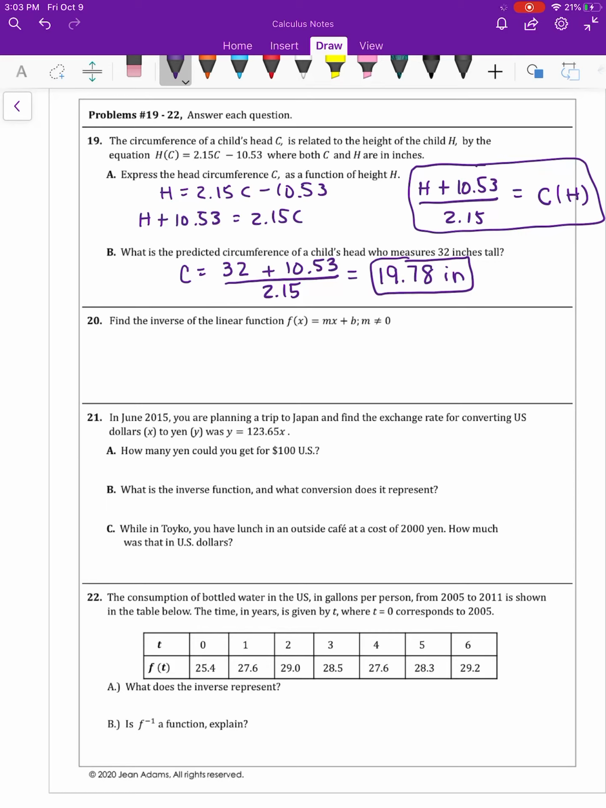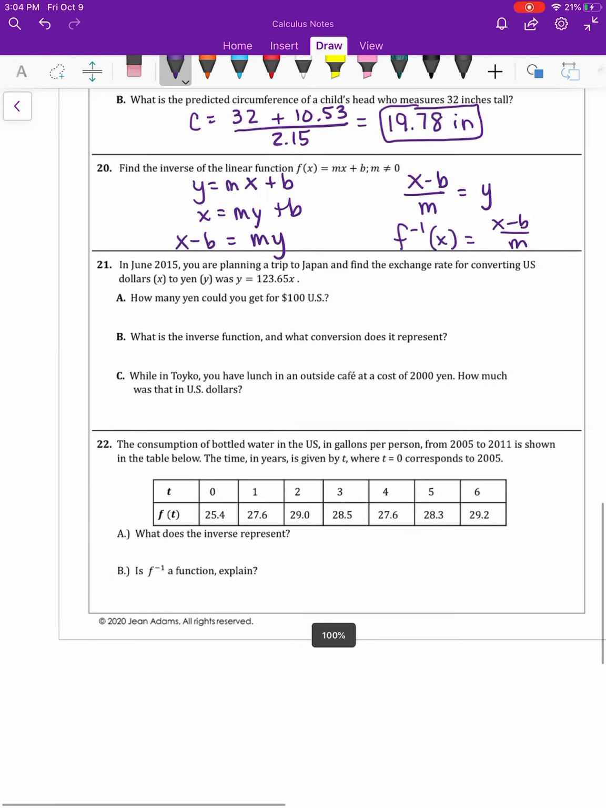Find the inverse of the linear function f of x equals mx plus b, m not equal to 0. So I'm going to change my f of x to a y, and then I'm going to change my y to an x, and my x to a y, and solve for y. Subtract b from both sides, divide by m on both sides. So my f inverse is x minus b over m. And again, m cannot be 0.